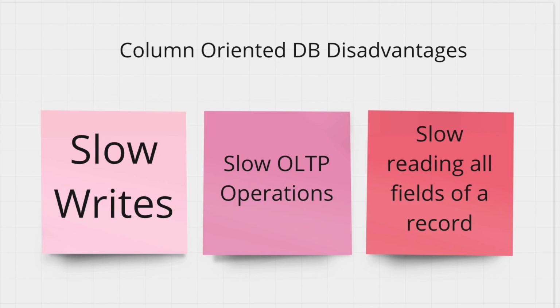Let's say you have 100 columns for each row, and you want to read all 100 columns for a given row. In a column-oriented database, that process is going to be insanely slow. That's because all these 100 columns are in different places on disk, so you have to seek multiple disks to read this one row of data. Whereas if this was a row-oriented database, all 100 columns for a given row would be very, very close to each other, so you wouldn't have to look at multiple disks.